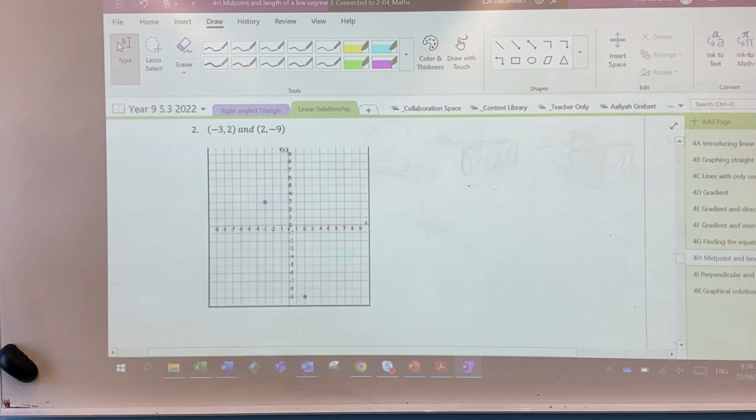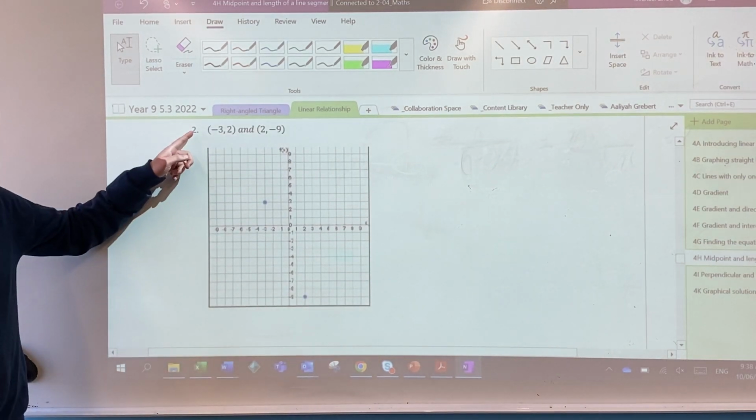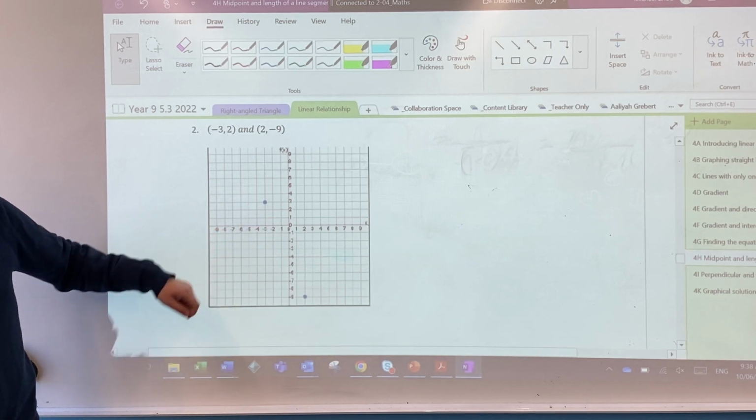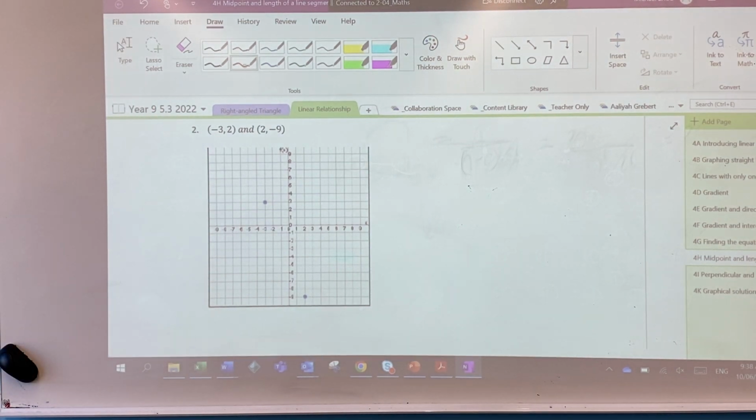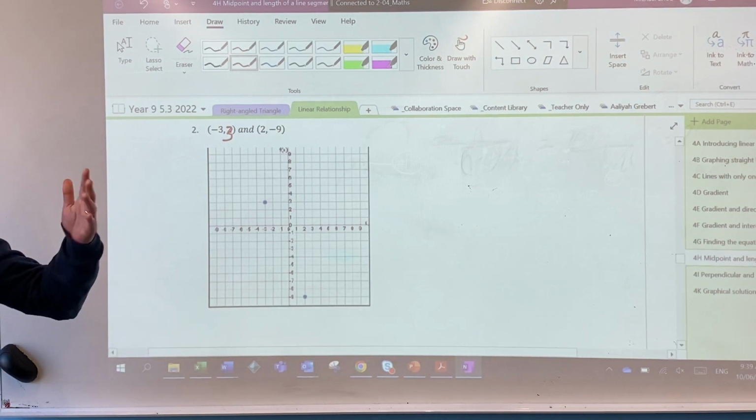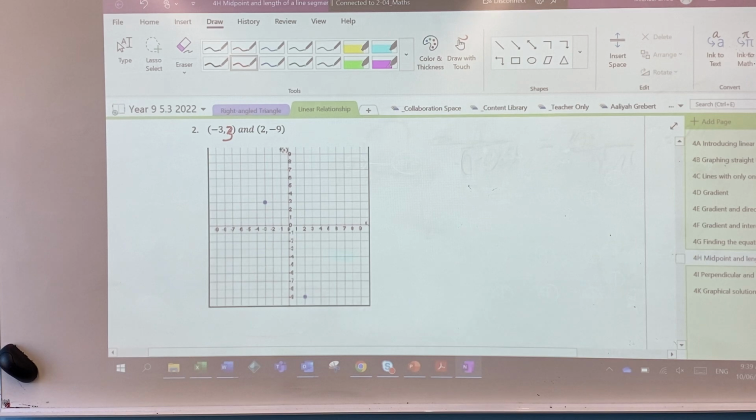This one here. Minus 3, 2. Sorry, I typed in the wrong thing. Minus 3 is 3. And 2, negative 9. Now this time you can see the number is not so nice, not so small, with negative as well. So this 3, 4, 5 sort of relationship may not work.